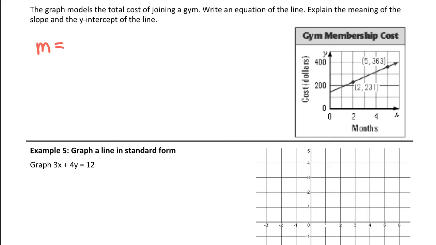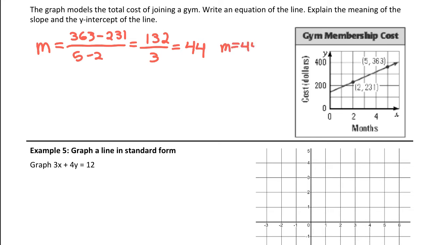So I would do 363 minus 231 as my rise, those are y values, over my run of 5 minus 2. So this becomes 132 over 3, which then becomes 44. So my slope, m, is 44.